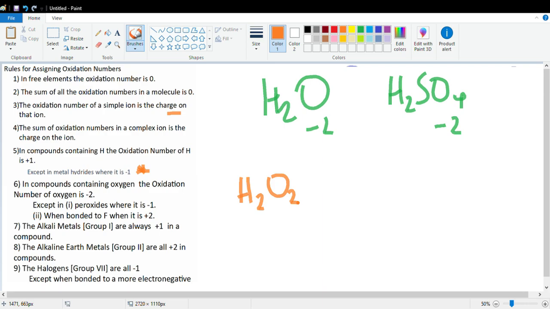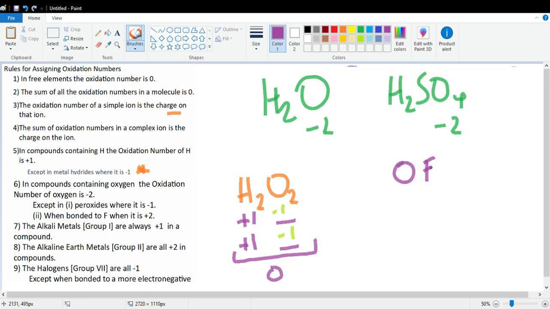Here we have to look at rule number 2 again, and that states that the oxidation numbers must add up to give 0. And looking at rule number 5, we know that each hydrogen here must be +1. So whatever we give to our oxygens, they have to all add up to give 0. So that must mean that our exception here is in peroxides, our oxygen is going to be -1 instead of -2.